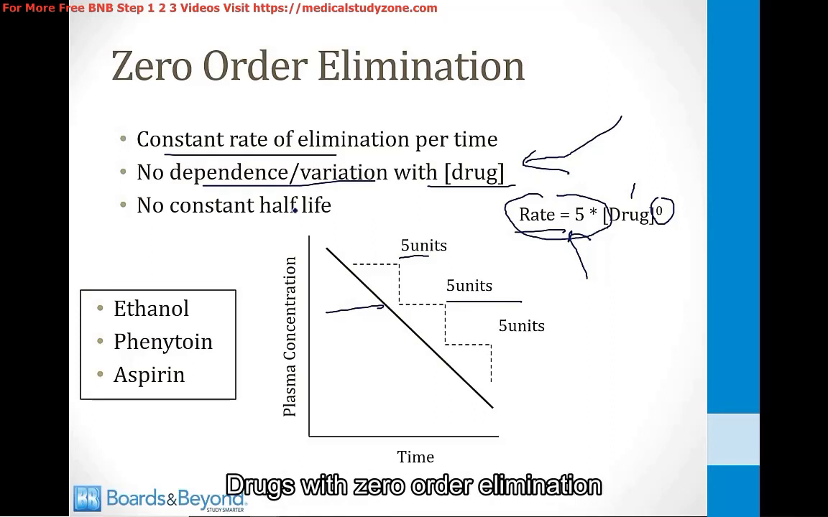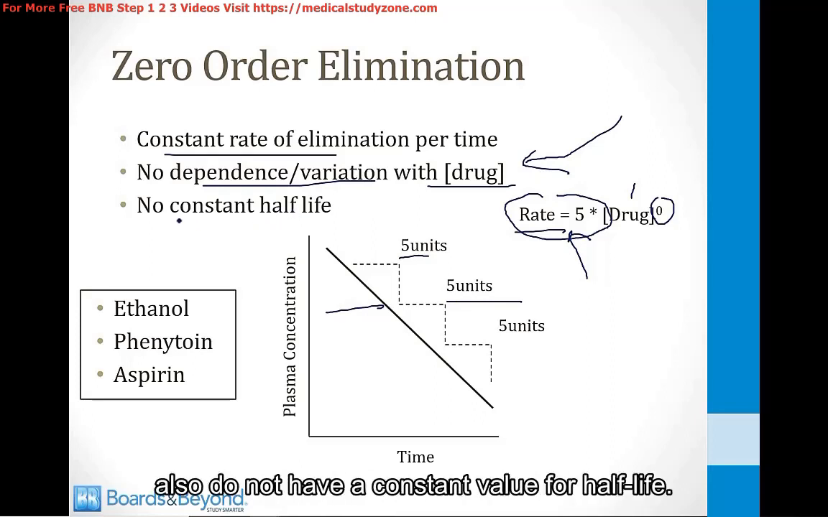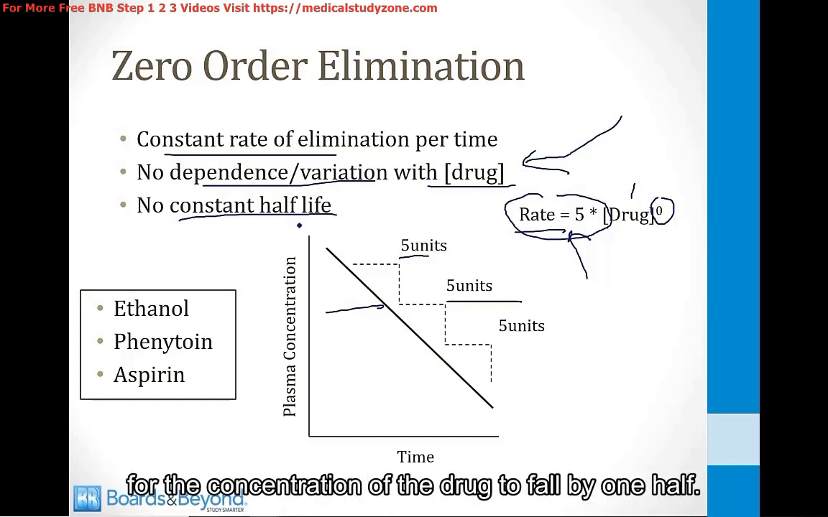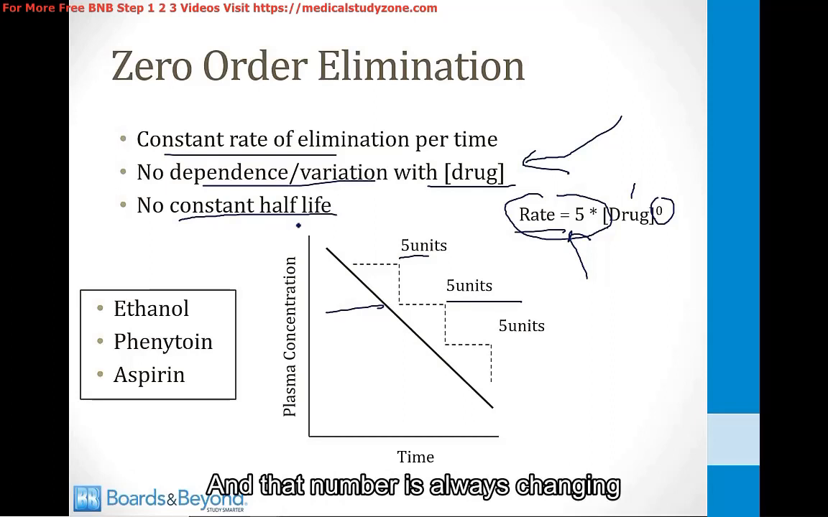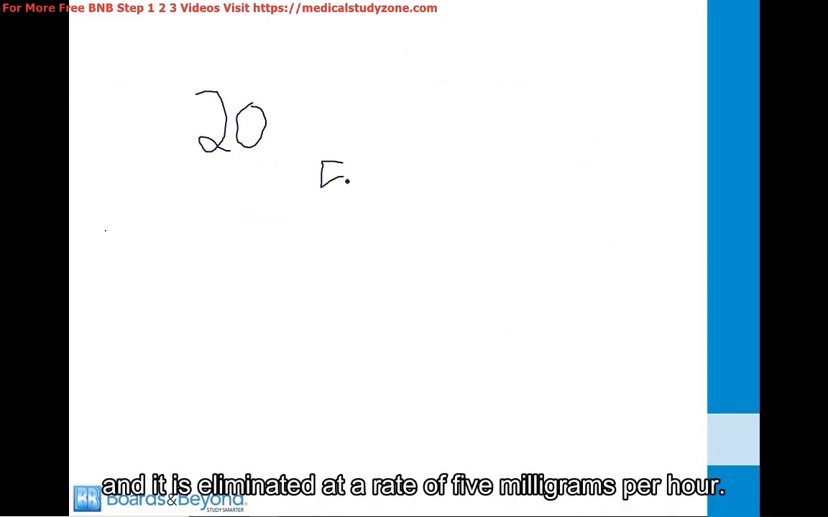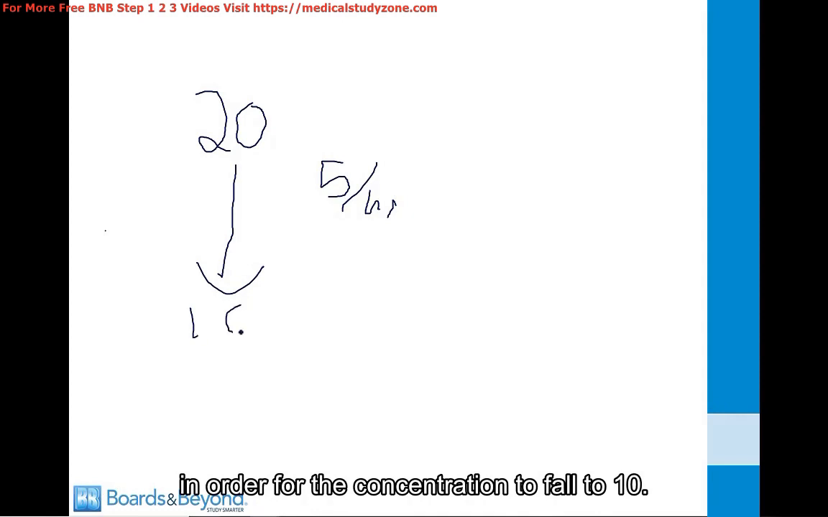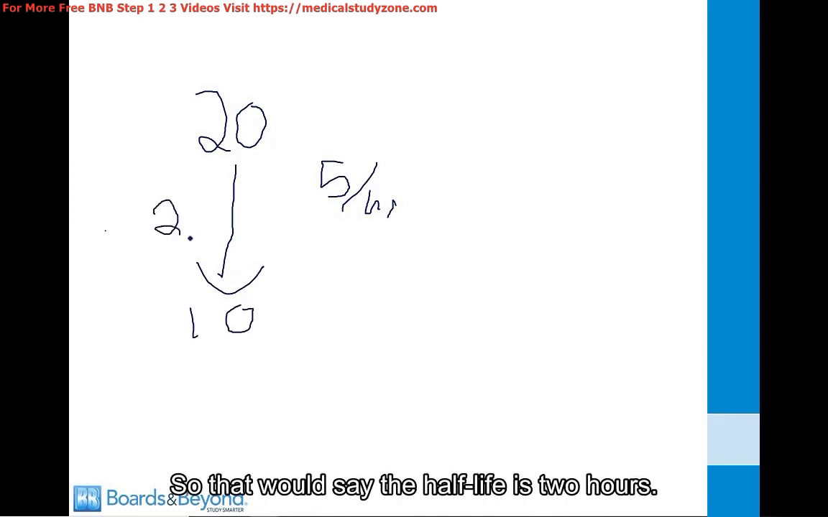Drugs with zero order elimination also do not have a constant value for half-life. The half-life is the time required for the concentration of the drug to fall by 1/2, and that number is always changing for zero-order elimination drugs. Let's imagine that we have a serum concentration of 20 milligrams per hour of a drug, and it is eliminated at a rate of 5 milligrams per hour. This means it will take 2 hours in order for the concentration to fall to 10, so that would say the half-life is 2 hours.